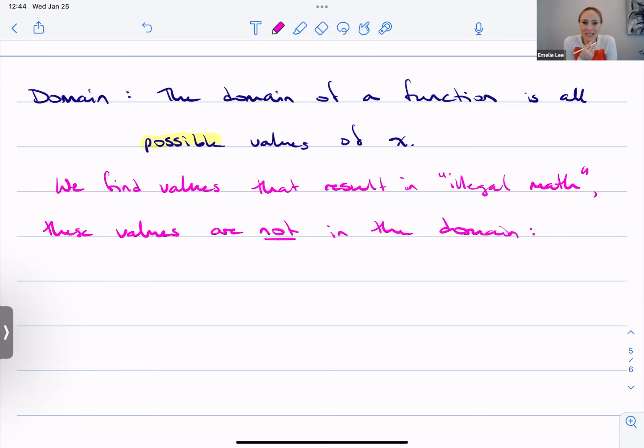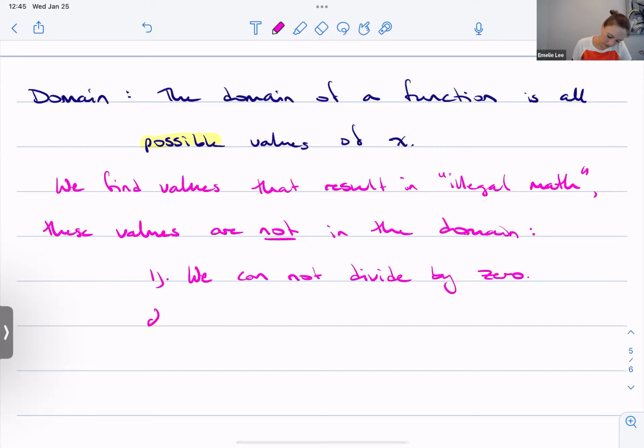Okay? So what's some illegal math for us to keep us on our toes? There are only two rules that I need you to remember. We cannot divide by 0. So if you have a fraction with an x in it, then any value of x that gives you a 0 in the denominator is not in the domain. You have to pull it out of the domain. The function doesn't exist at that value of x.